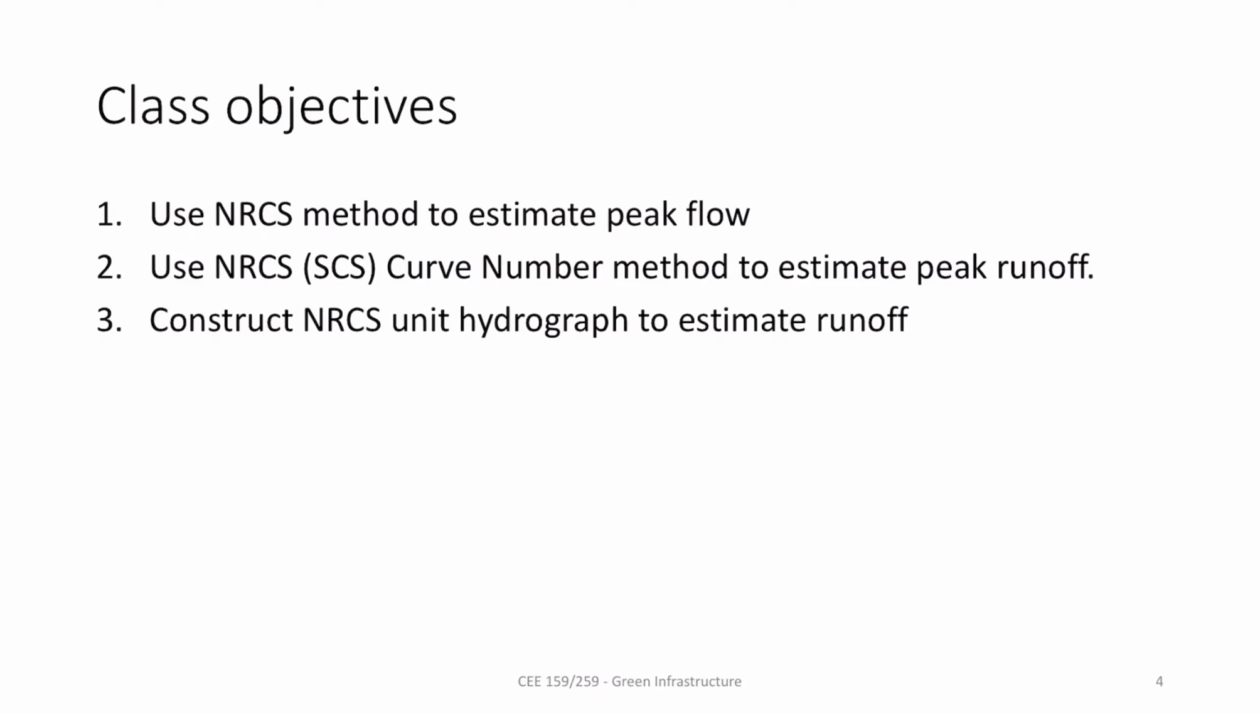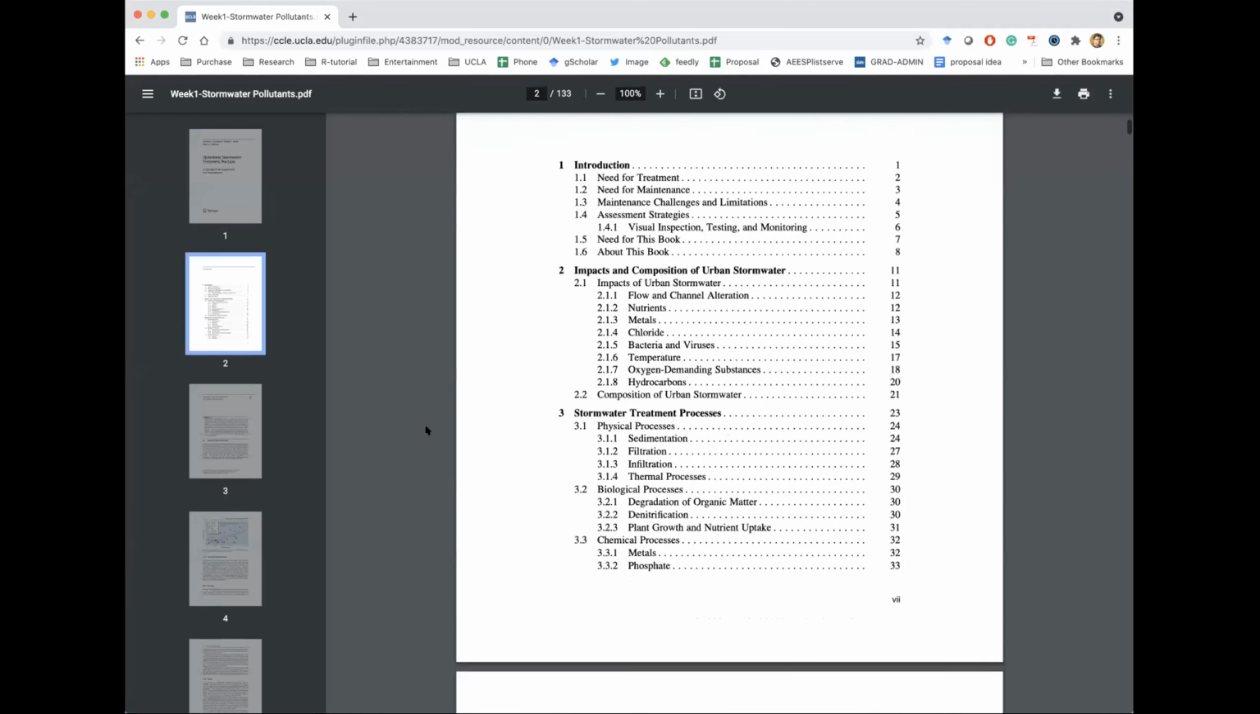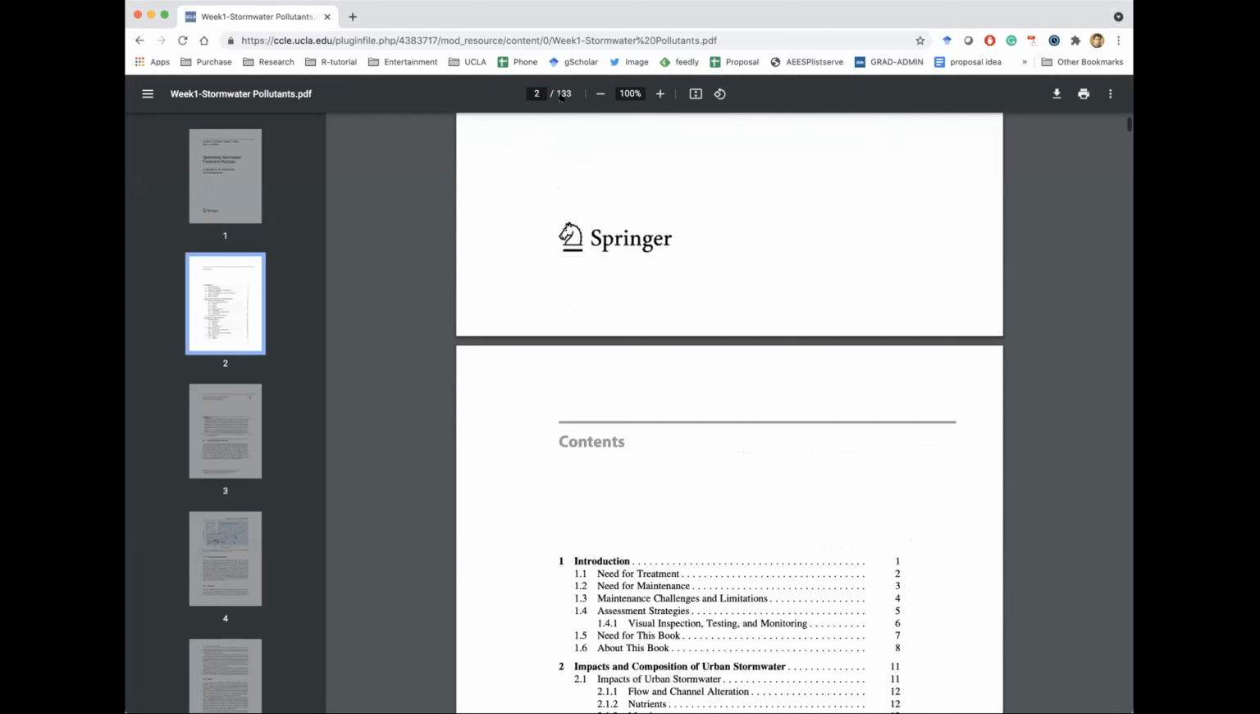So I'm going to share this. This is the CCLE website. Okay, so you can see that there are handouts. For instance, week 1, stormwater pollutants. Again, as you see, this is 133 pages.